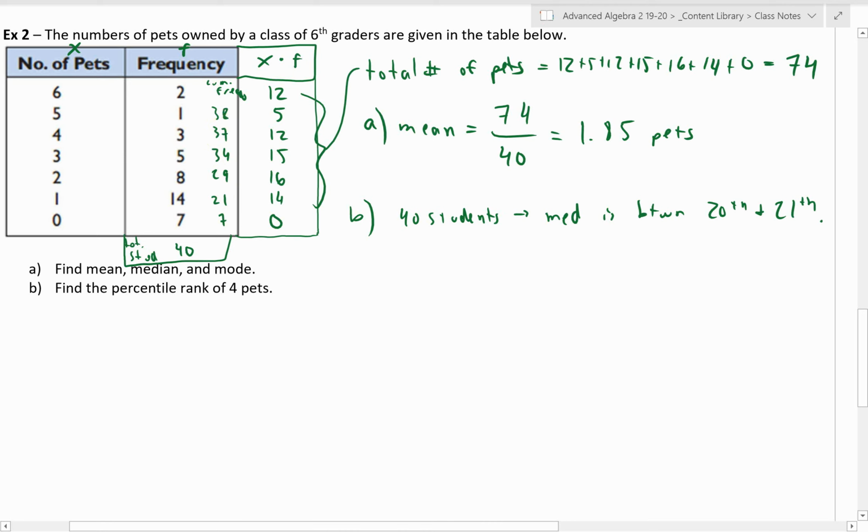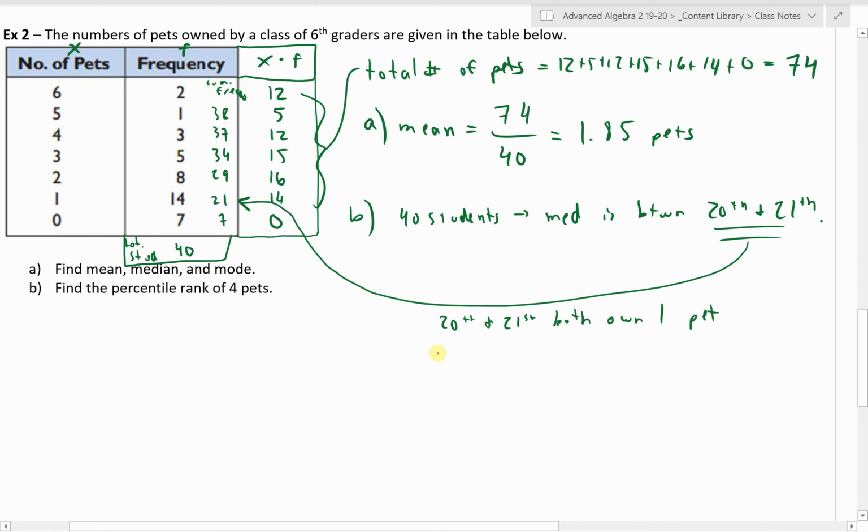Right? And what's important to us is that the 20th and 21st persons would fall into that group right there, right? If we were counting students off, we'd say 1, 2, 3, 4, 5, 6, 7, 8, 9, 10, 11, 12, 13, 14, 15, 16, 17, 18, 19, 20, and 21 would both be in this group right here. So the 20th and 21st both own 1 pet.